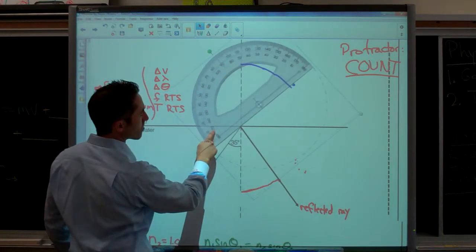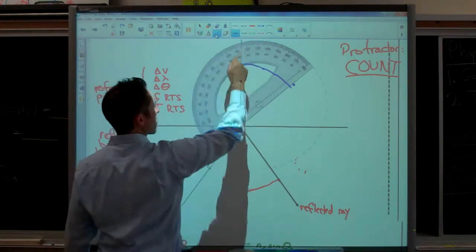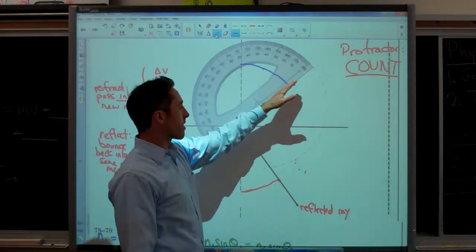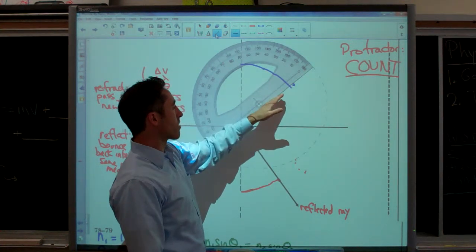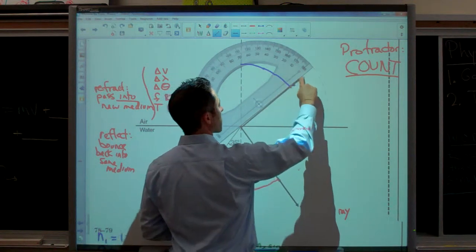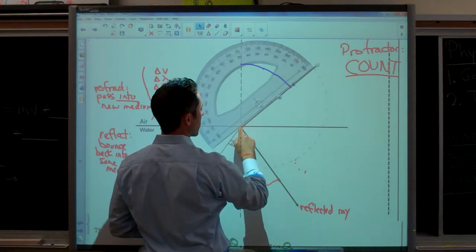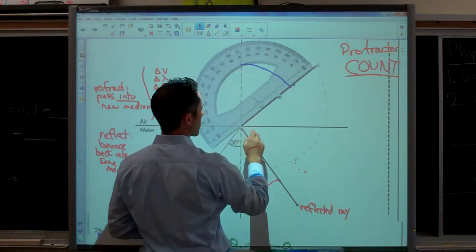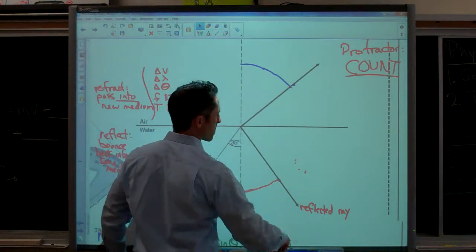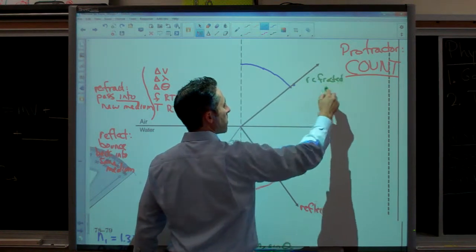Turn this so that you can use it as a straight edge, and draw your refracted ray. Now the refracted ray doesn't have a set length. You can go up to the dot, you can go short of the dot, you can go long of the dot, it doesn't particularly matter. But draw your refracted ray and make sure it goes through the dot or in the direction of the dot. Start exactly at the crosshair and you now have a very nice refracted ray.